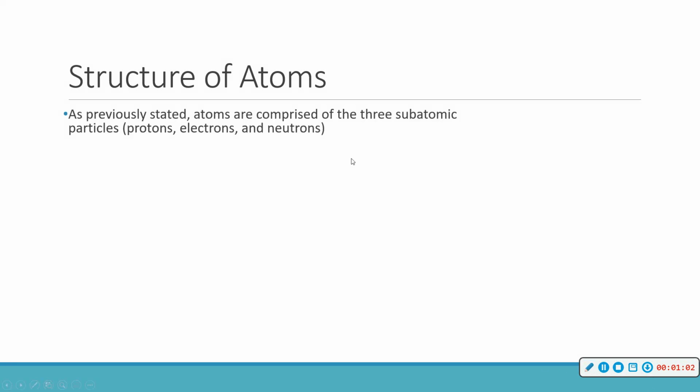Now then, recall that every single atom is comprised of the three subatomic particles. The existence of those three in different quantities is what makes every single element unique. Now, using the periodic table, we're actually going to be able to determine every single one of these values for every single element on the periodic table.